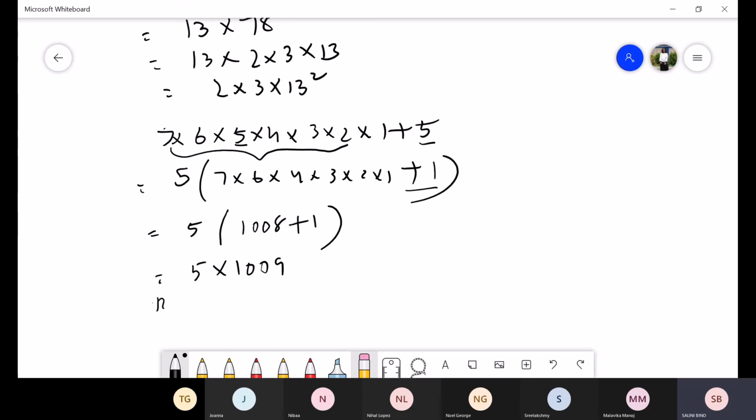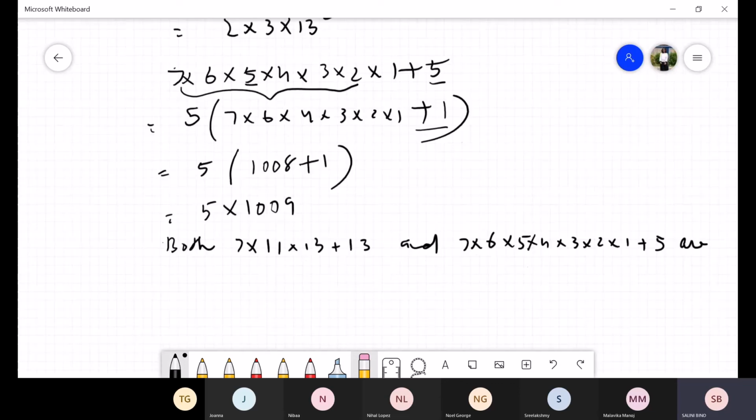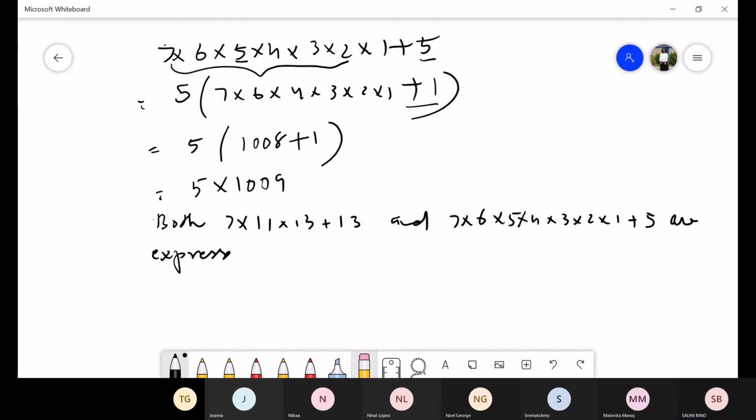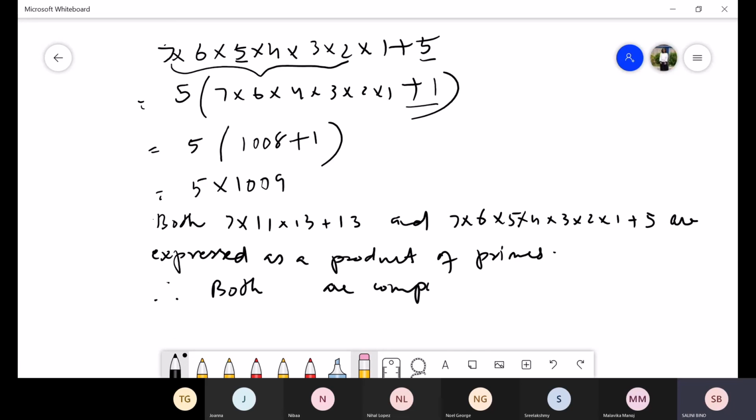So you can write both, 7 into 11 into 13 plus 3, and 7 into 6 into 5 into 4 into 3 into 2 into 1 plus 5, expressed as a product of primes. Therefore, both are composite numbers.